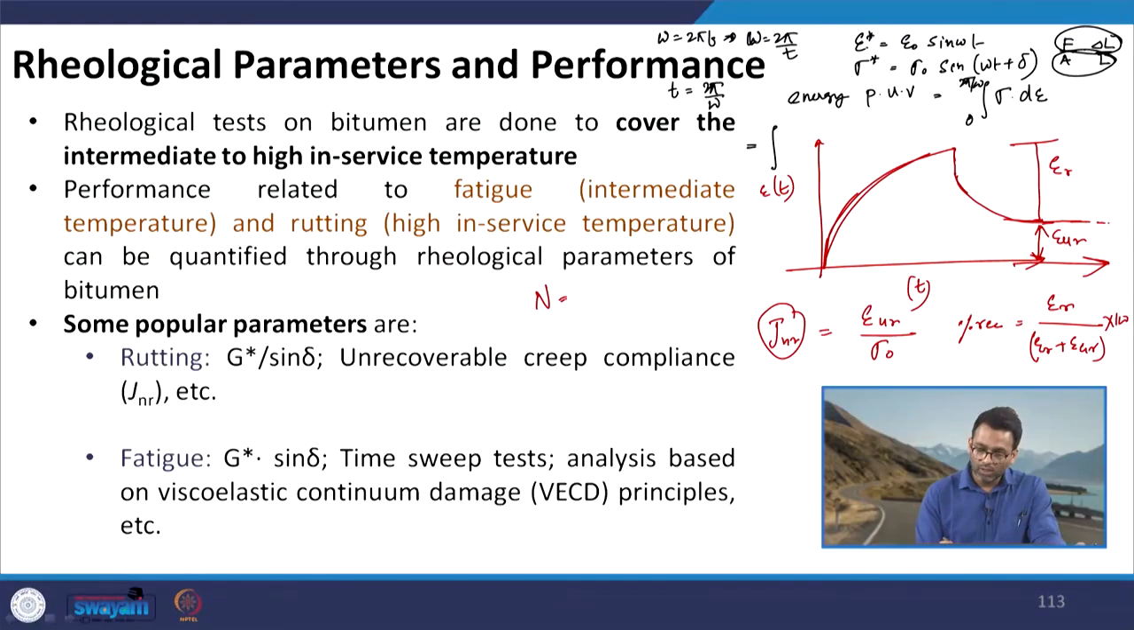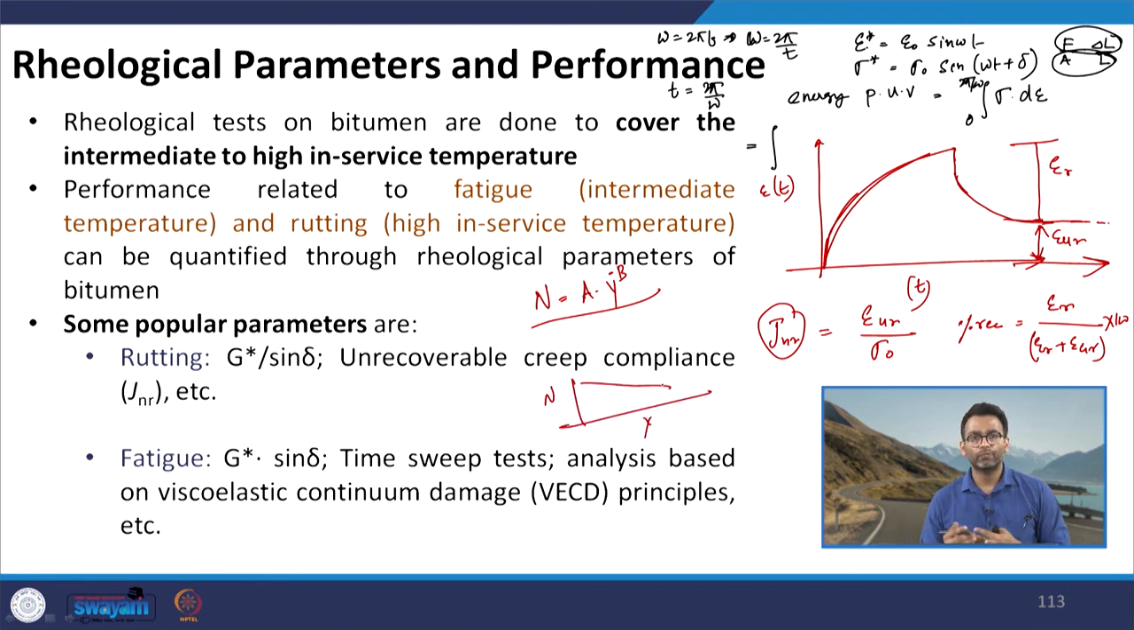So, the final equation which you get is in this form: N, the number of cycles to failure, is equal to A into gamma to the power B. So, this is the form, and usually B is negative, so you can say minus B. Which means that with increase in strain, the number of cycles to failure will reduce.